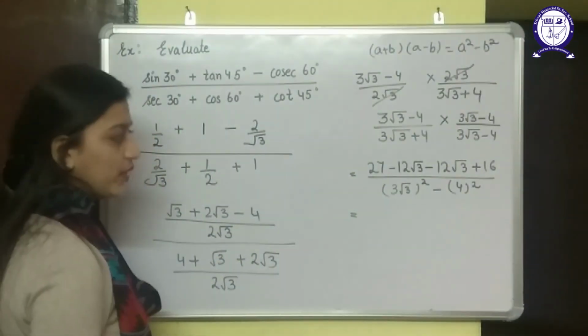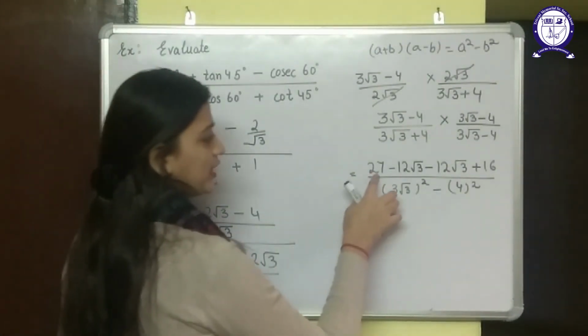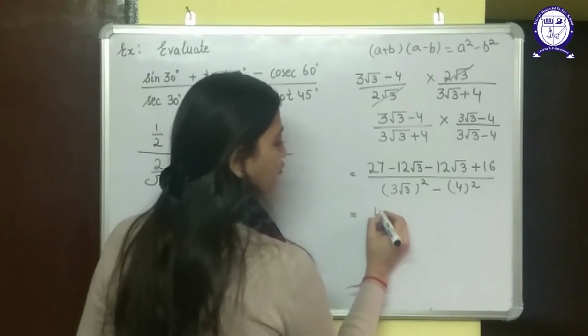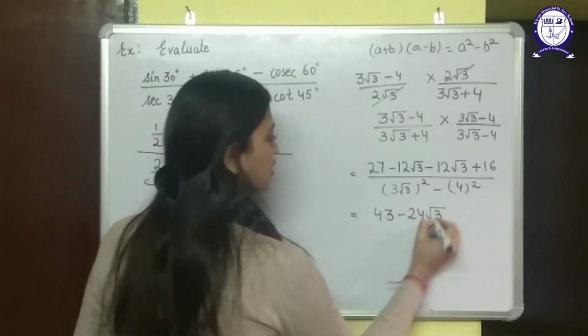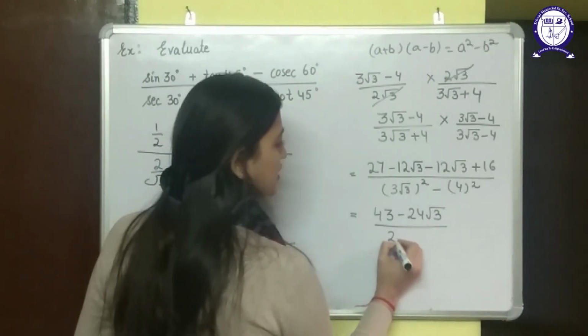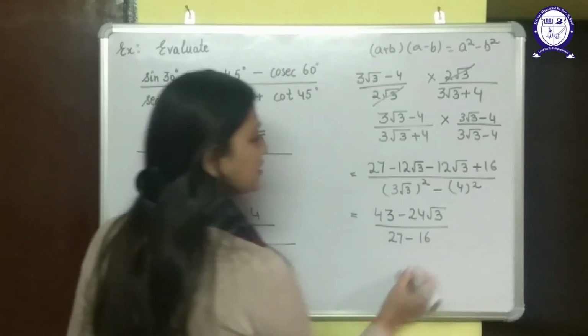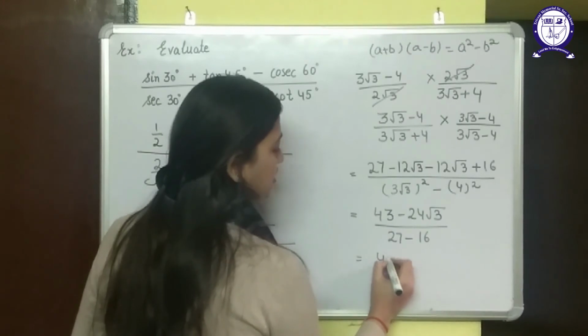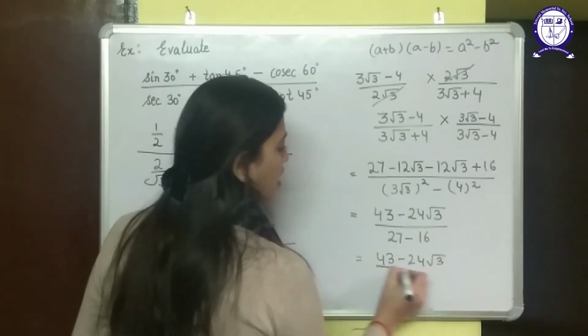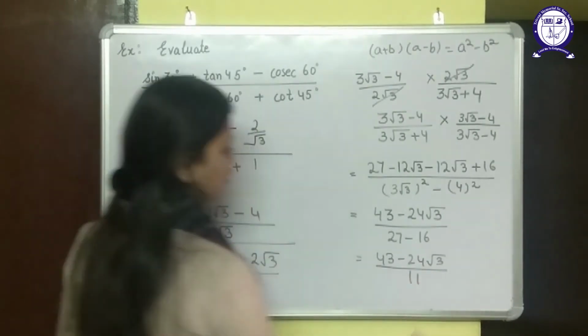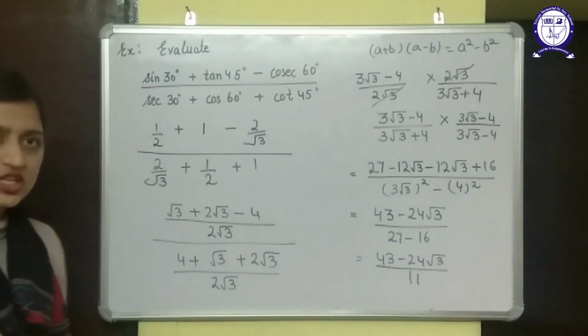So this is 27 plus 16. 27 plus 16 is 43 and this is 24 root 3. Now this is 27 minus 16. So my answer is 43 minus 24 root 3 upon 11. So this will be the answer of this question.